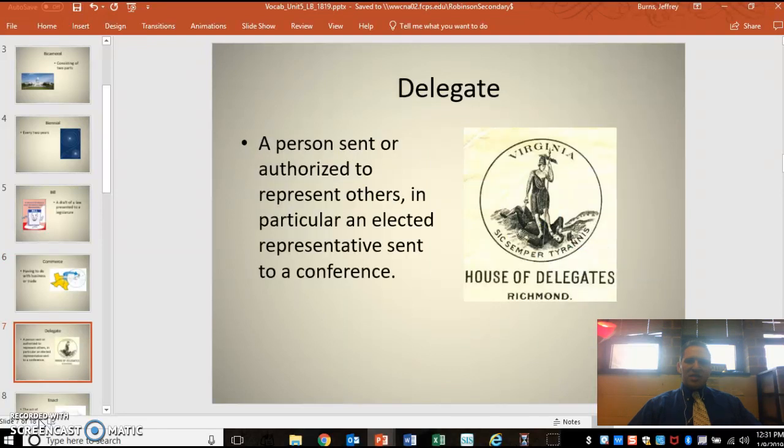Okay, next is the word delegate. Delegate is similar to a representative, a person that is elected or authorized to represent others. Usually it's used in a smaller setting than the House of Representatives, but in the House of Delegates, these people are elected and they represent certain districts or certain areas within the state.